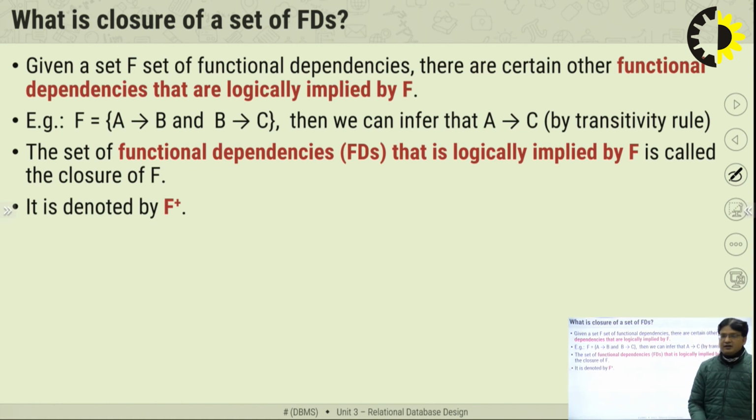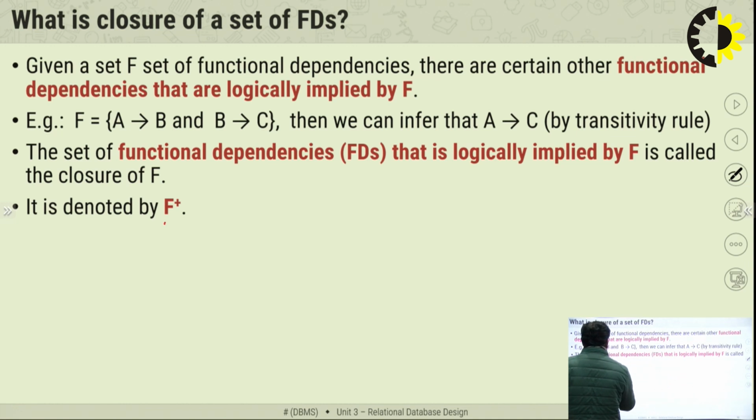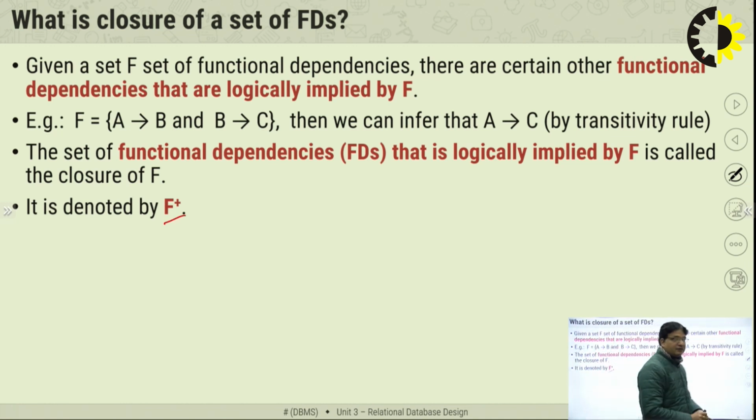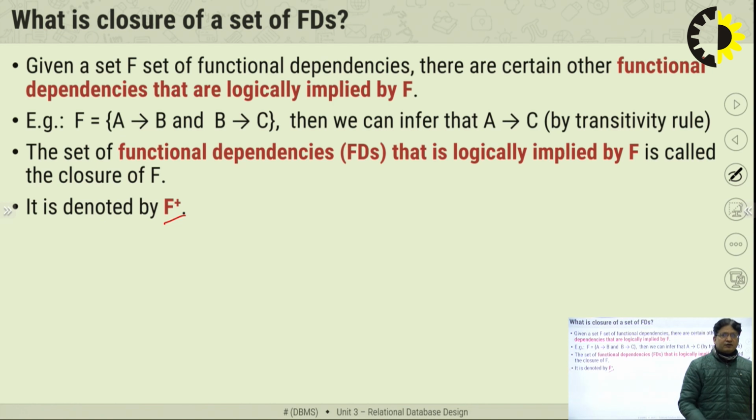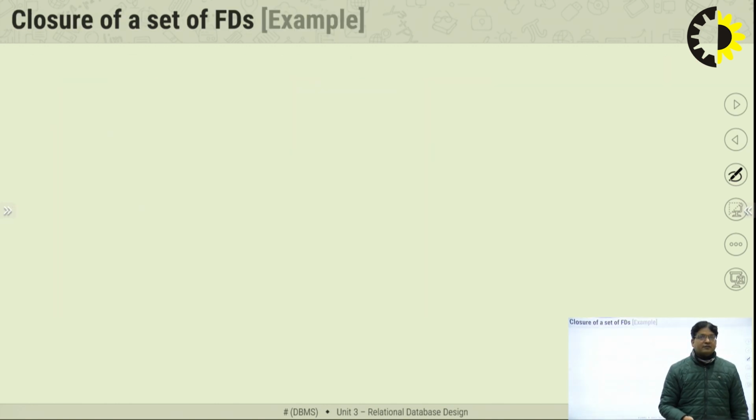So basically closure of set of FDs is used to derive new FDs using inference rules. For example, A determines B and B determines C. So using inference rule, we can say that A determines C. The set of functional dependencies that is logically implied by F is known as F plus. This is the closure of set of FDs. So we will be applying the inference rules to find out new FDs from the given FDs, so that we can make a better database design.